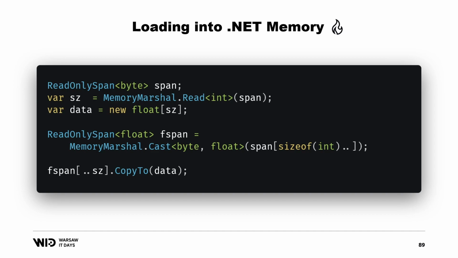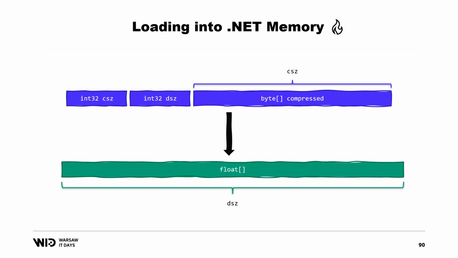This is in a way a bit wasteful. We're doing an entirely new copy. Maybe we could avoid that. Well, usually what we will store on the disk will not be the raw floating point values. Instead, we will save some compressed version of them. Here, we store the compressed size, which gives us how many bytes we need to read. We store the destination size, or the decompressed size. This tells us how many floating point values we need to allocate in managed memory. And finally, we store the compressed payload itself.